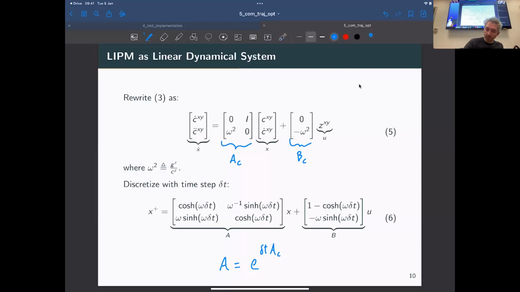An Euler discretization would have looked like x plus equal x plus delta t times x dot, which is Ax plus Bu. This would have been an Euler discretization, which for delta t being very small is going to be very similar to this solution. But if you use a delta t which is large, which is very common when you're doing trajectory optimization, then this solution becomes much more accurate than this solution here.